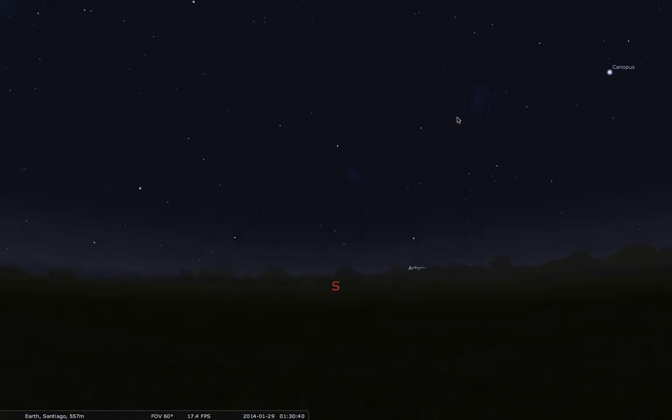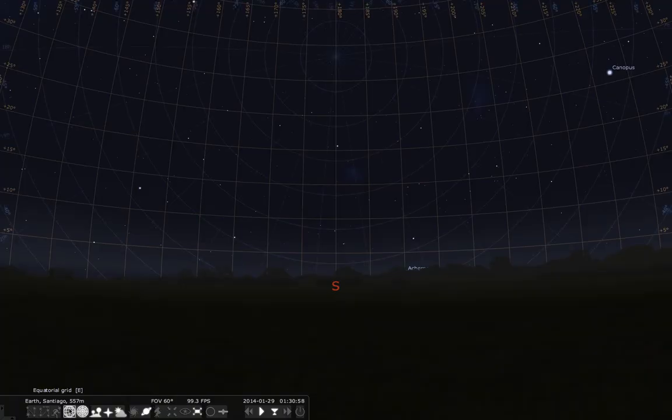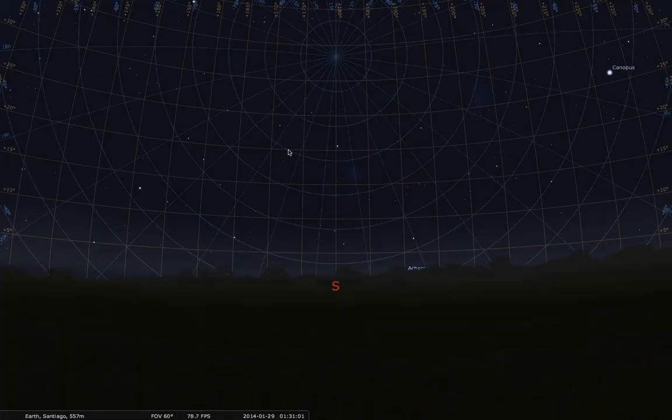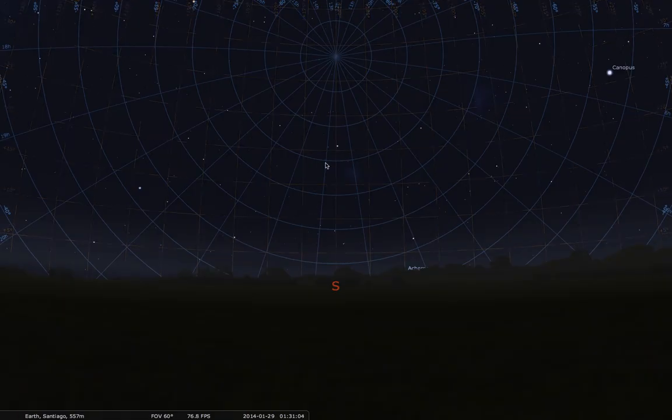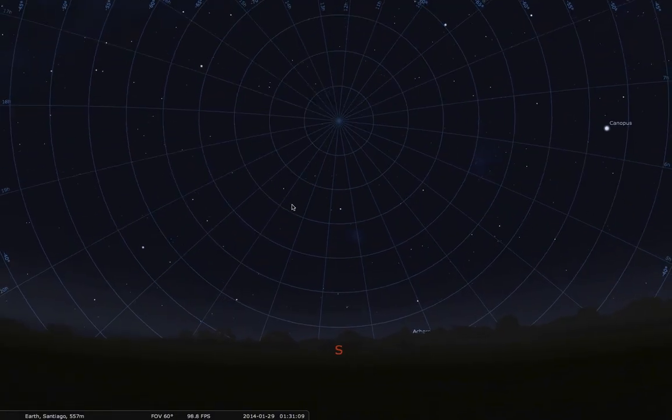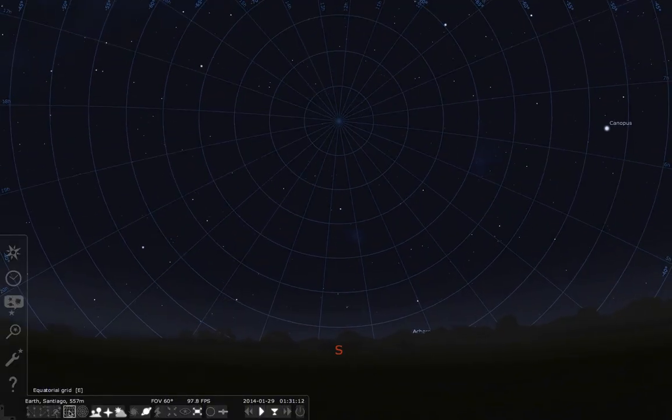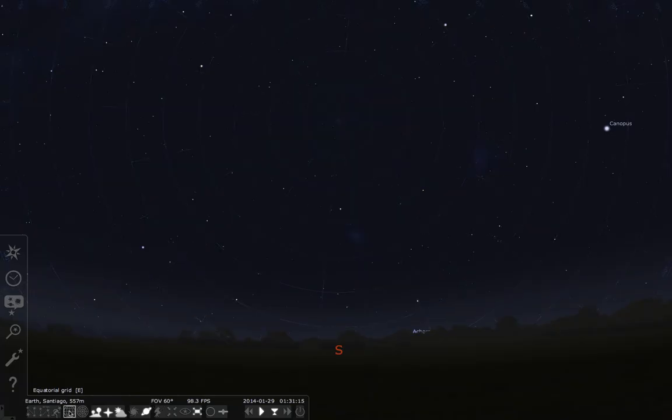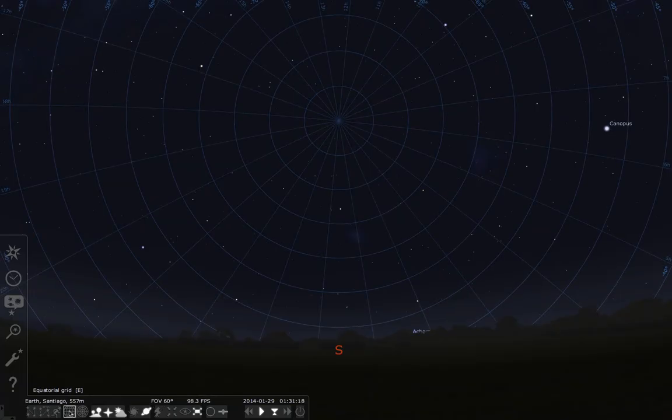Since I'm now in the southern hemisphere, I'm going to want to look south to see the South Pole, which is here. And I'm going to turn this grid on to allow us to find the South Celestial Pole in the sky. So you can see it now where all these blue lines converge. As you can see, if I just flash this on and off, there aren't any stars that coincide exactly with the South Celestial Pole. So they're not as lucky in the southern hemisphere as we are.